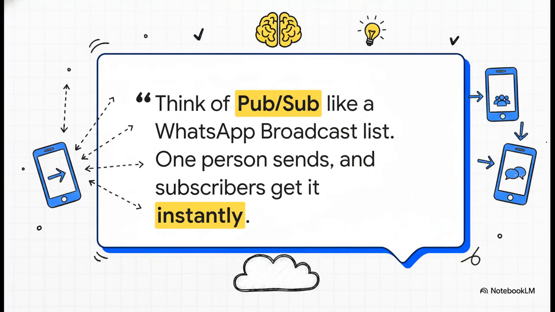Now, the absolute heart of streaming on GCP is a service called Pub/Sub. And honestly, the best analogy for it is a WhatsApp broadcast list. It's that simple. One system, the publisher, sends out a message, and then any other system that has subscribed to that topic gets the message instantly. The key thing is the sender has no idea who's listening. It just broadcasts.